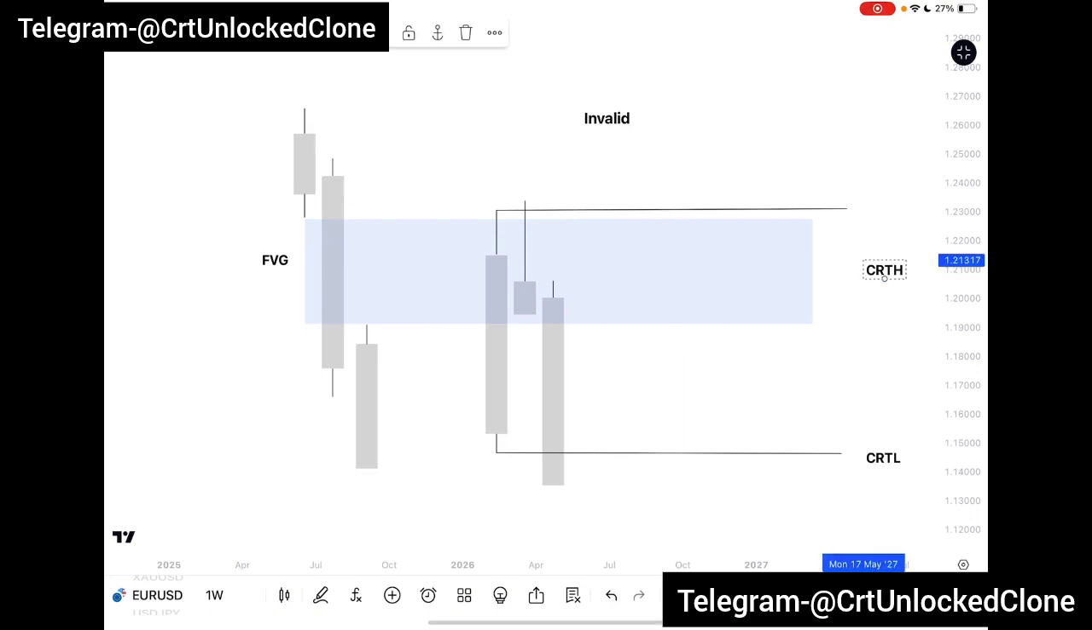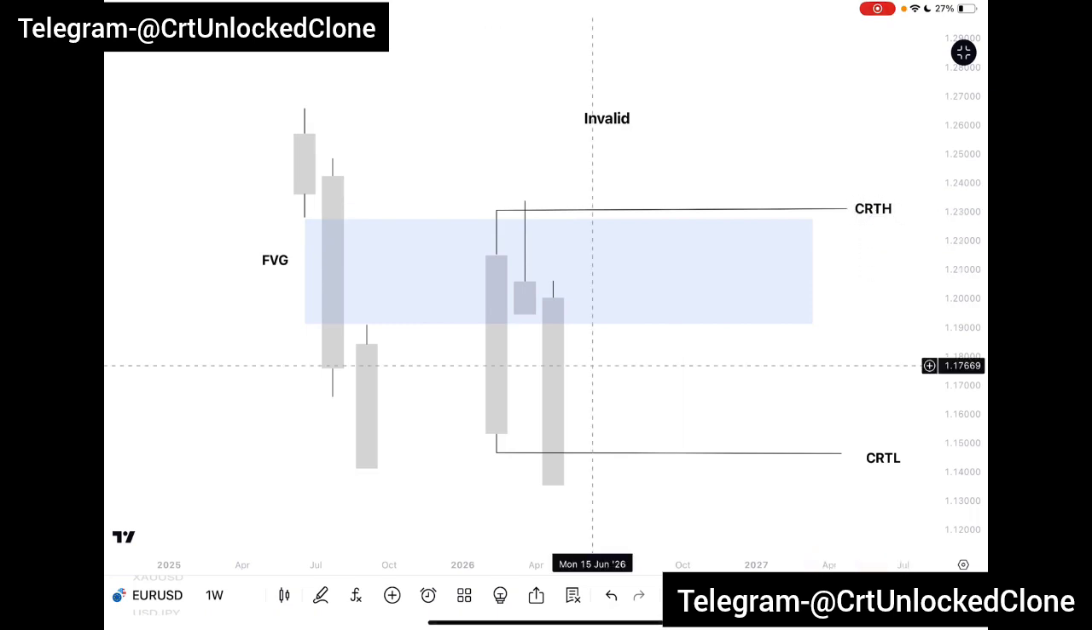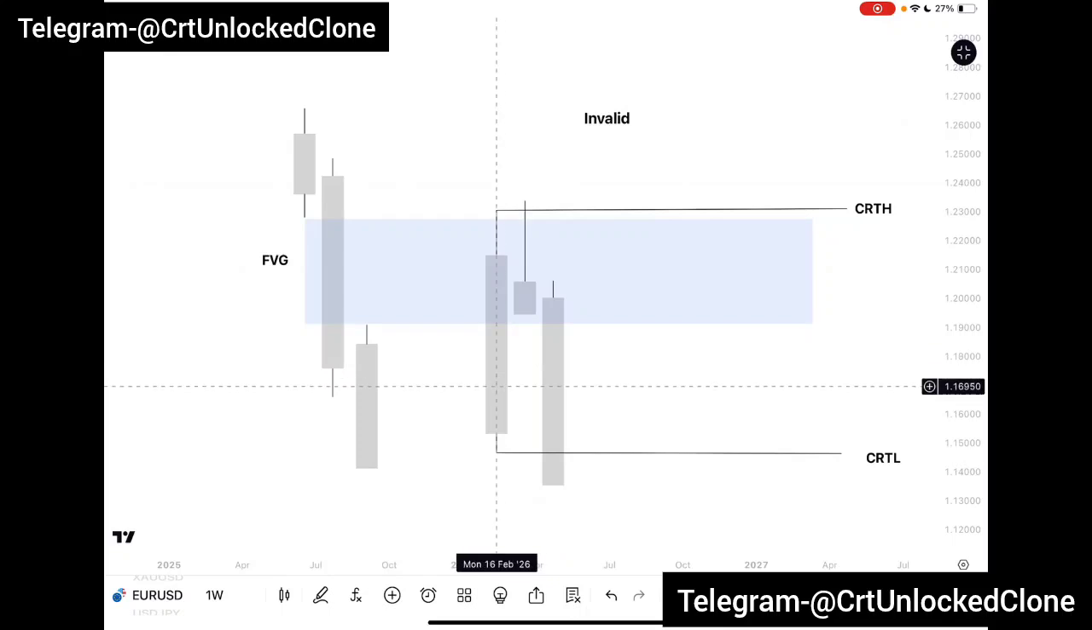Listen very carefully, guys. This scenery 2 is an invalid scenery, because the CRT candle has gone outside of the key level FVG. Also, the manipulation candle has gone outside of the FVG. So it's a pure invalid scenery. And now let's see the next scenery.